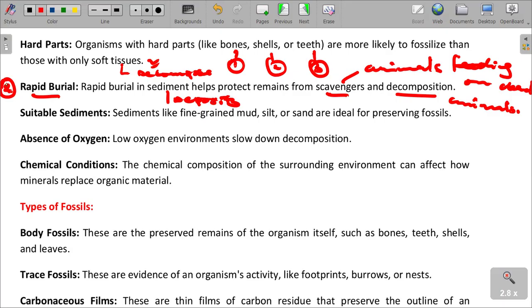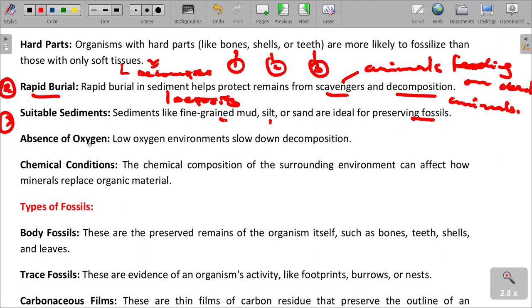And then number three, there must be suitable sediments. Sediments like fine-grained mud and silty sand are ideal for preserving fossils. So suitable sediments, we can talk about silt and sand, which are good for preserving fossils.